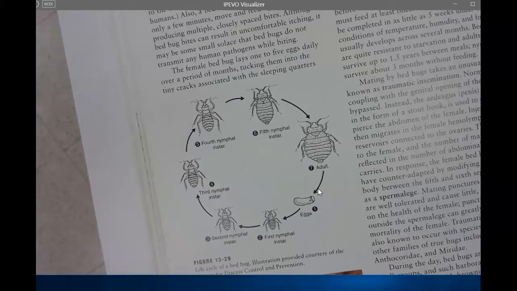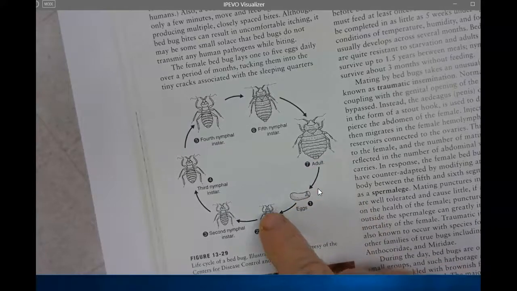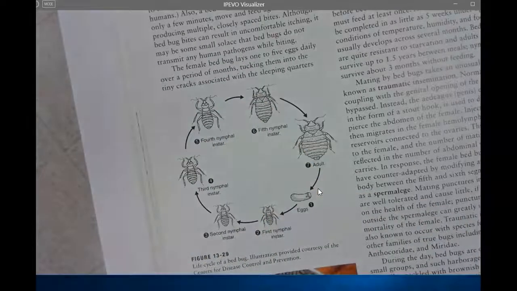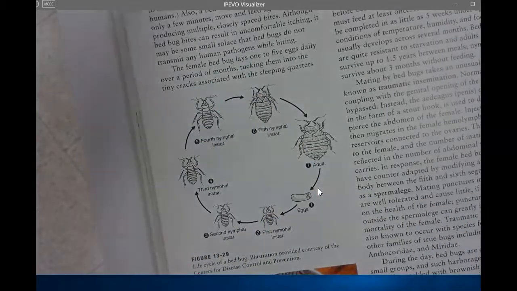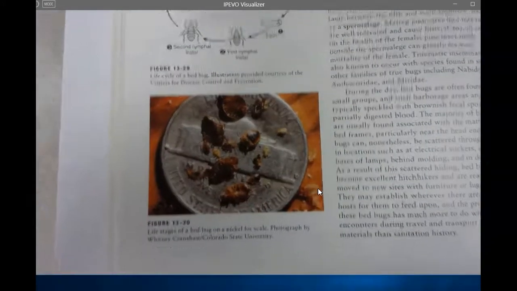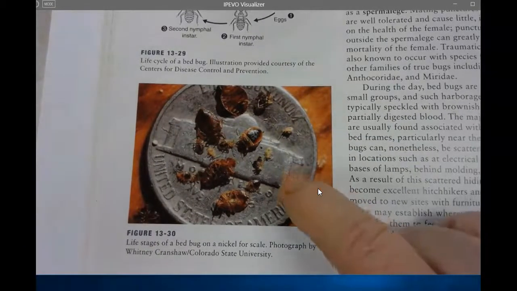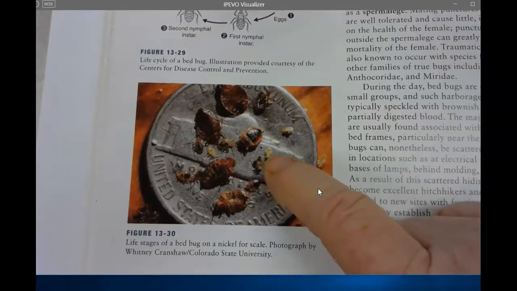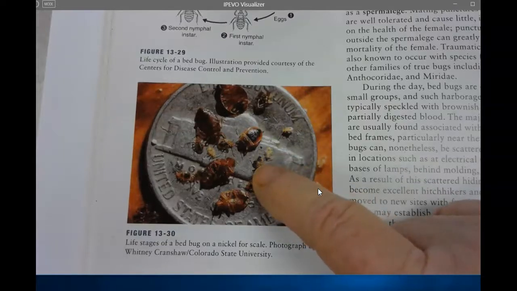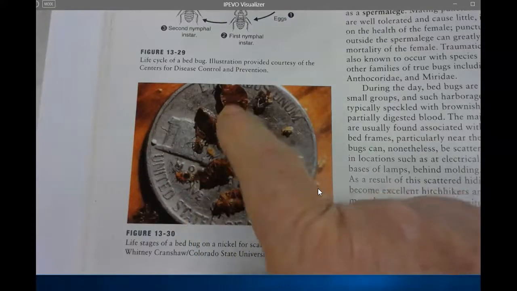The female bed bug lays 1 to 5 eggs daily over a period of months and puts them into tiny cracks in your sleeping quarters, which is hard to find. So here you can see the adult and the egg. It hatches and goes through 1, 2, 3, 4, 5 stages before it becomes an adult. Here are all the different stages of the bed bug. These have just hatched from the egg. Here's the next size, larvae, or nymph, next size, next size, and an adult.